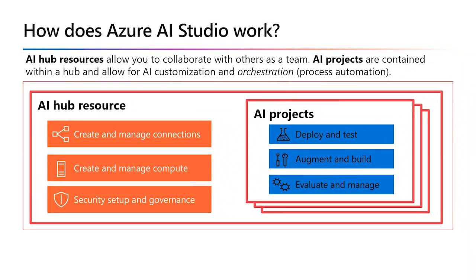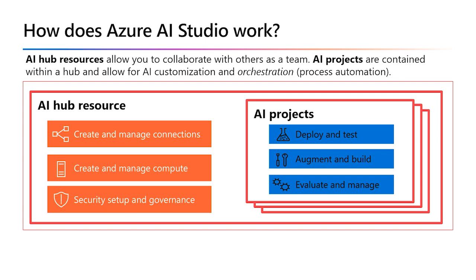AI Hubs in Azure AI Studio are top-level resources that provide a centralized setup and management for AI projects, offering features like data upload, artifact storage, connections to Azure services, base model endpoints, compute resources, and governance controls.